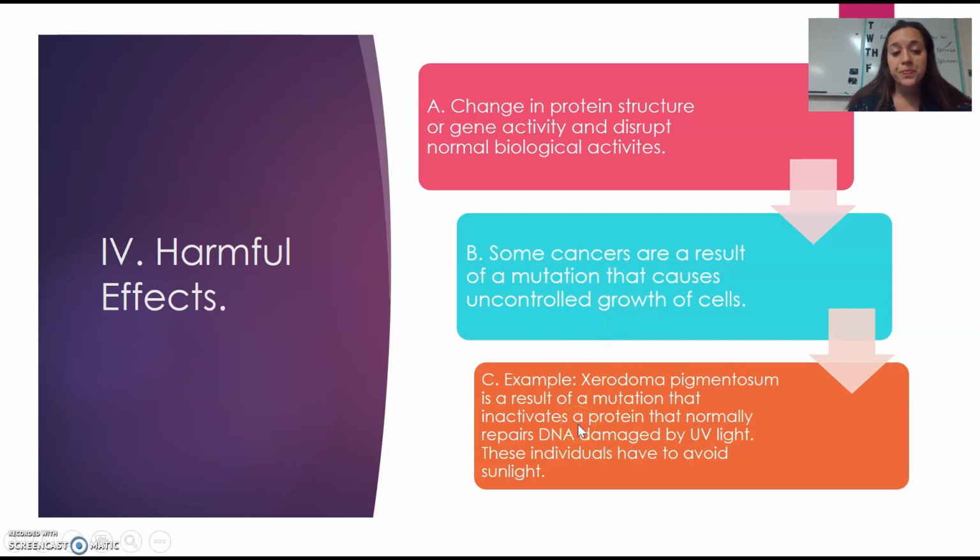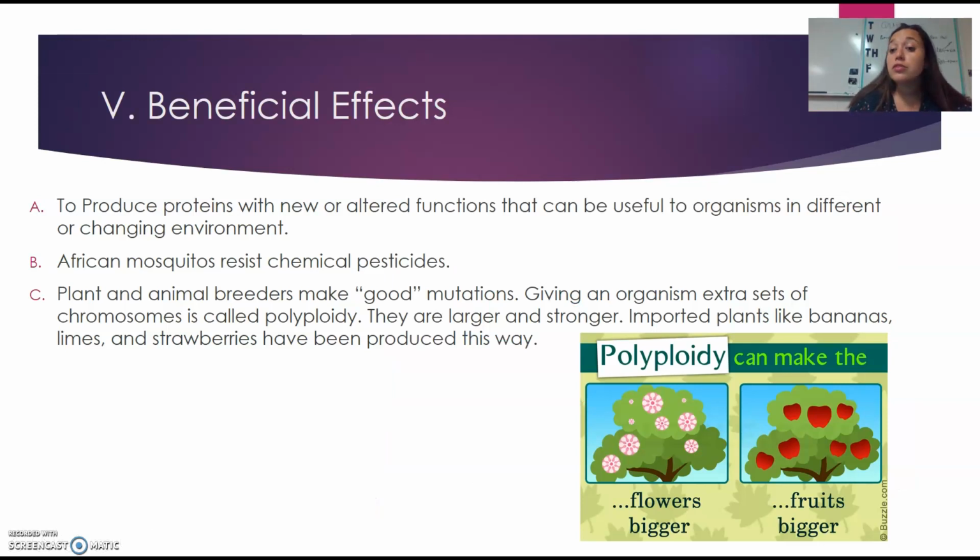That can cause skin cancer. There are also some beneficial effects: producing proteins with new or altered functions that can be useful to organisms in different and changing environments. For instance, African mosquitoes have created resistance to chemical pesticides. So this species has created a mutation so that they don't die from pesticides. Again, not good for us, but good for them.